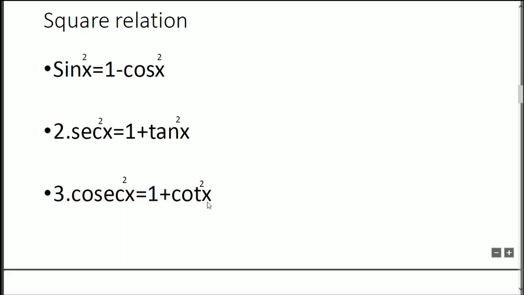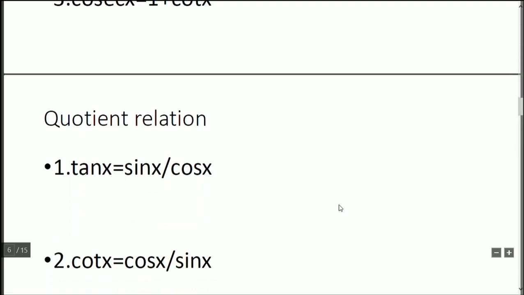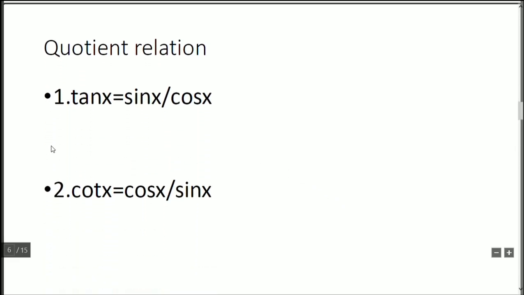Then the quotient relation, that is tan X equal to sin X by cos X. Then cot X equal to cos X by sin X. You can make notes also by taking screenshots.